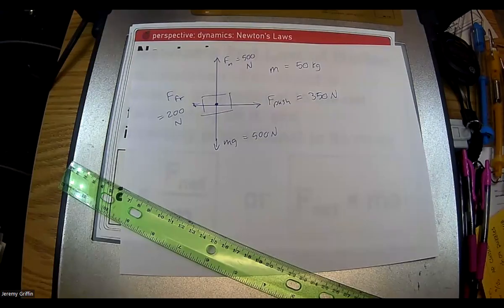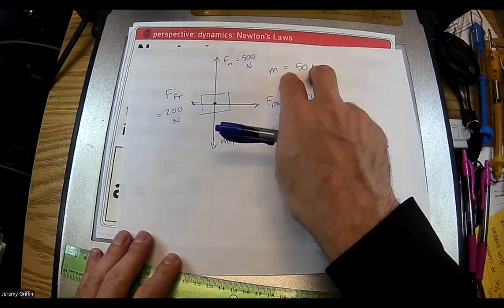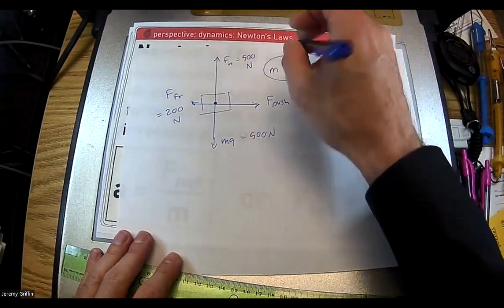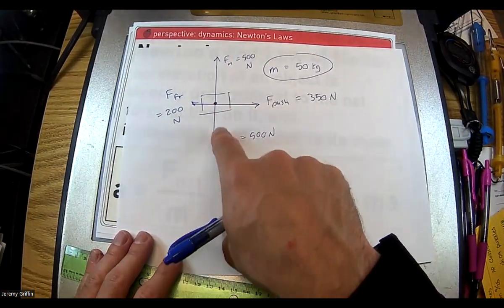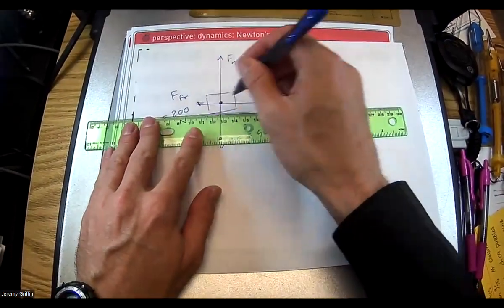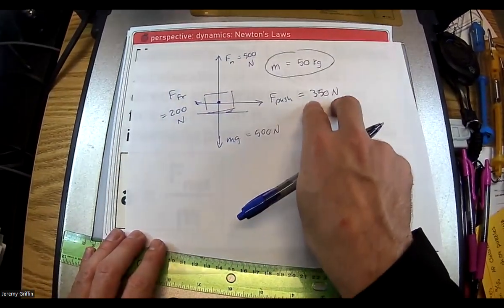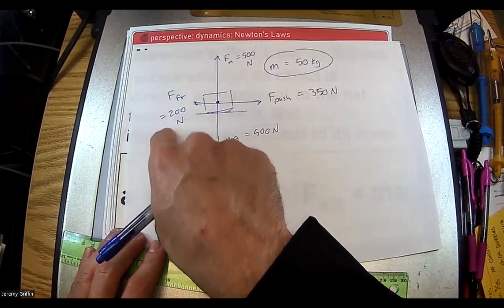Just for the video, if somebody's watching this video and isn't sure where that comes from, here's the setup. 50 kilogram crate. 50 kilograms is the mass, which means it weighs 500 newtons. The normal force is 500 newtons if it's on a flat surface. We're pushing this thing with 350 newtons, and there's a resistive force of 200 newtons.